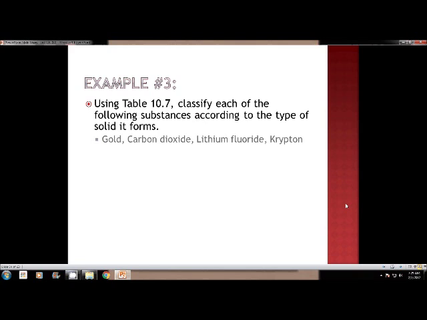So for example 3, using the table, let's classify the 4 substances here according to the type of solid that it forms. Well, gold is an atomic solid with metallic properties, because gold is just gold. It's not in a compound, it's just the atom. It is a metal, so that would make it have metallic properties.